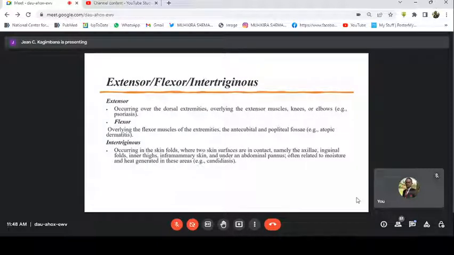Okay? Now, when you have these lesions between web space, it's called intertriginous. Okay? Maybe between the toes or fingers. Okay? Or we may have at this area axillary folds or groin folds. You may say this is intertriginous skin condition. Then you characterize it. Okay?